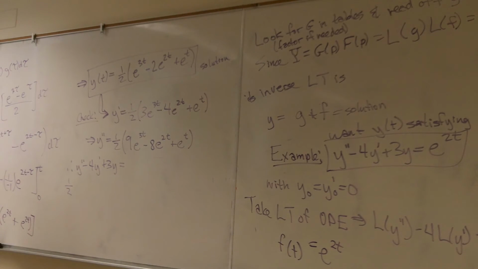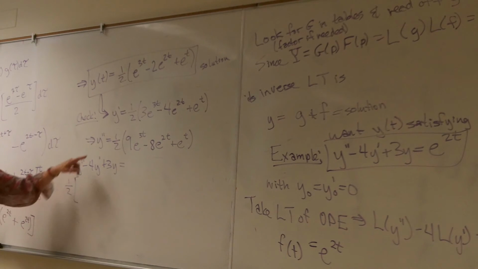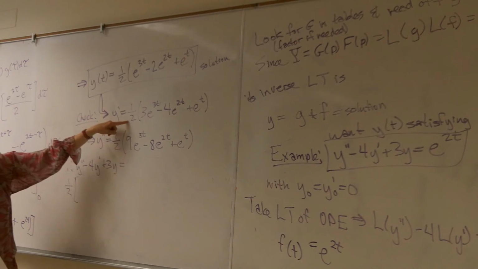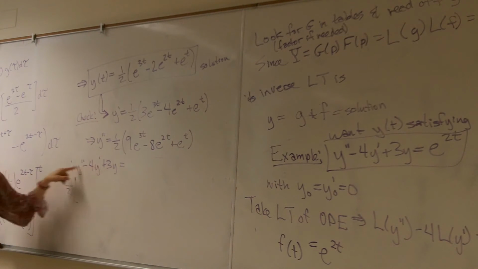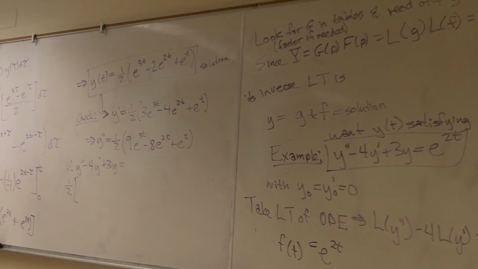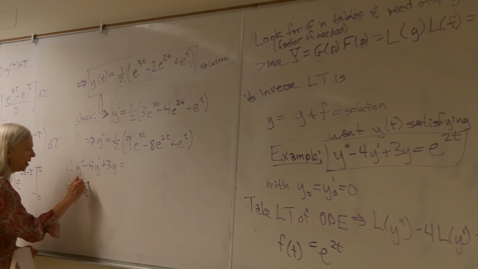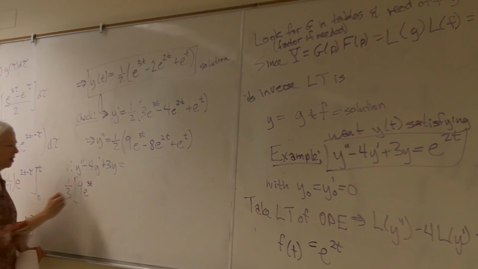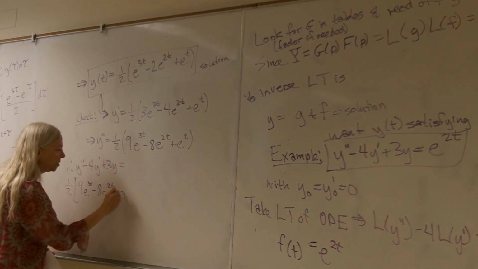Notice everything has a 1/2 out in front. So let's just leave that out in front. There's a 1/2 out in front of the y double prime, the y prime, and the y. So there'll be a 1/2 in front of every term when I plug them in. So let's pull that out in front. So again, y double prime, we've got an e to the 3t minus 8e to the 2t plus e to the t.